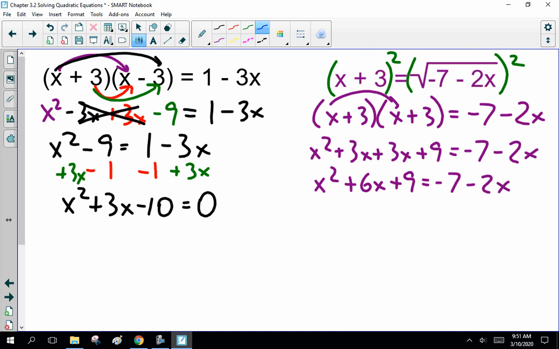Now, how do I get rid of minus 7? Add 7 to both sides. How do I get rid of minus 2x? Add 2x to both sides. So this becomes x squared plus 8x plus 16 is 0.